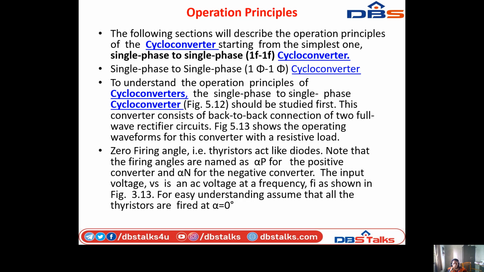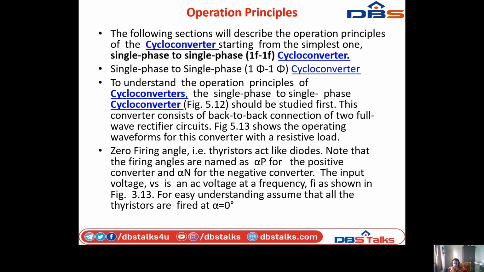So this converter consists of a back-to-back connection of full wave rectifier circuits. A cycloconverter needs a bulk of thyristors. Here we have a back-to-back connection of full wave rectifier circuits. We have to see in the figure, which shows the operating waveform for this converter with a resistive load.